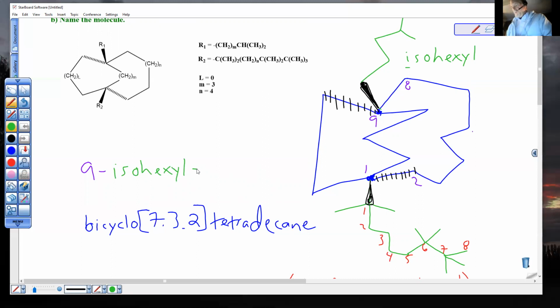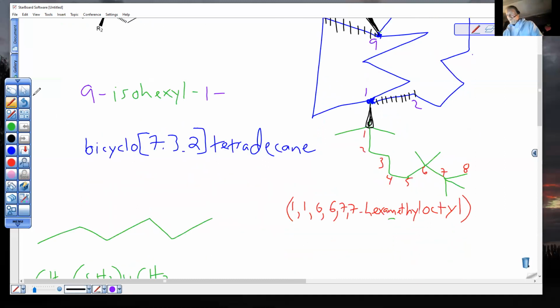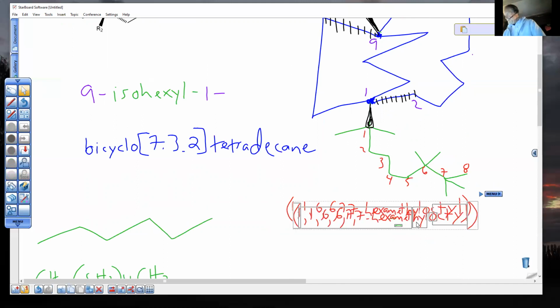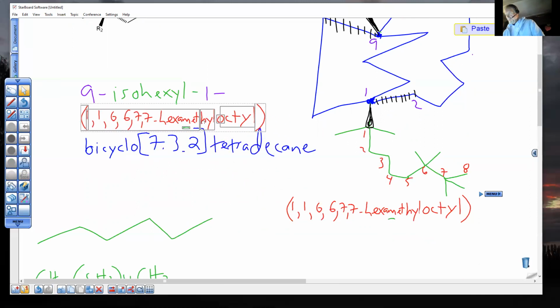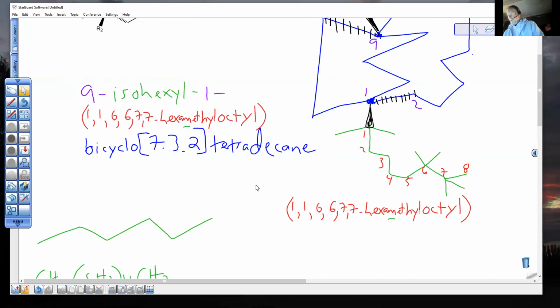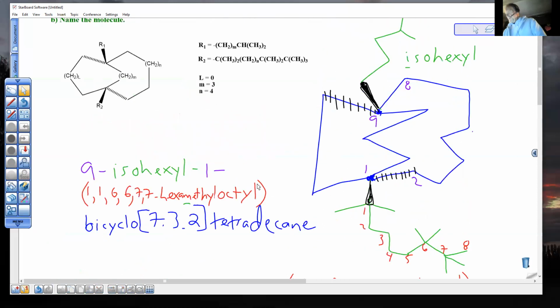And the other group's on 1. And the other group's name here, I'd prefer not to type it, write out the whole thing again. There's the name of the other group. And there's the name of the molecule. The only thing that remains is our stereocenters. There's a stereocenter on 1 and a stereocenter on 9.